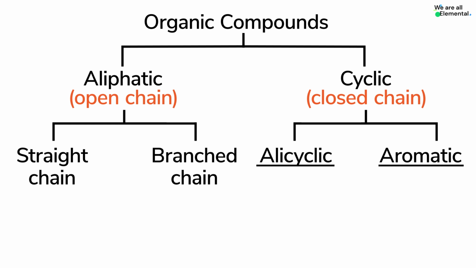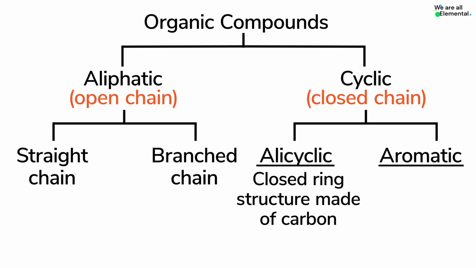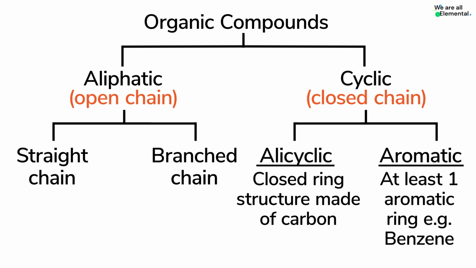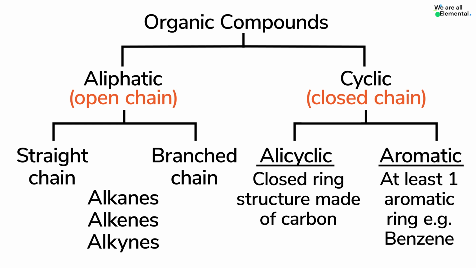Alicyclic compounds are closed ring structures made of carbon, and the aromatic have at least one aromatic ring, for example, benzene. We'll discuss cyclic compounds in a later video and workbook. In this video, you will learn about the naming of the simplest aliphatic compounds called hydrocarbons, which are alkanes, alkenes, and alkynes, and they are made of only carbon and hydrogen, and we'll discuss the straight chain hydrocarbons.